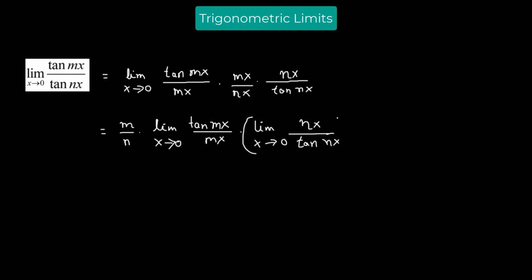So this limiting value is going to be 1, and the limiting value of tan mx over mx when x tends to 0 is also going to be 1. So that leaves us with m over n. So this is going to be the limiting value of the given function when x tends to 0.